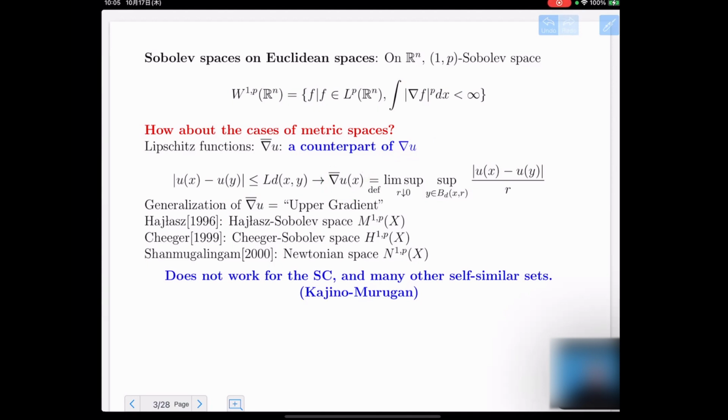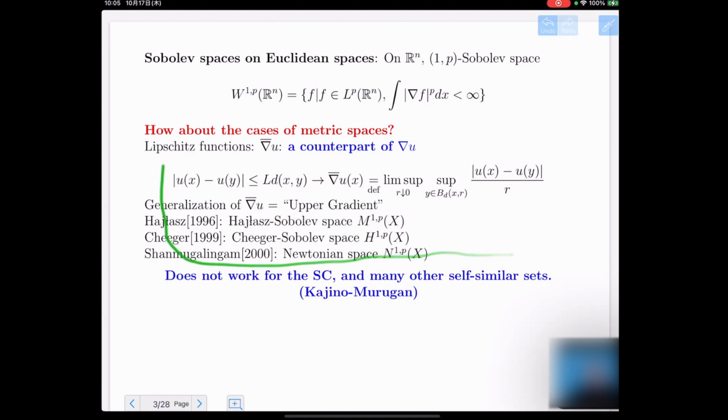Instead of using nabla f, one can use this value, and the generalization of this local Lipschitz constant is called the upper gradient. Under this idea, Hajłasz, Cheeger, and Shanmugalingam defined some kinds of Sobolev spaces on metric spaces. There are actually three different definitions, but nowadays we know that for good spaces, like spaces having the volume doubling property or other properties, these three spaces are the same. This is the classical theory of Sobolev spaces on metric spaces.